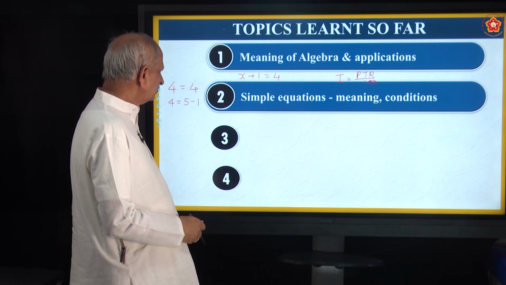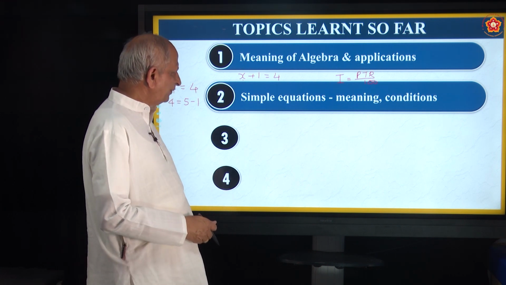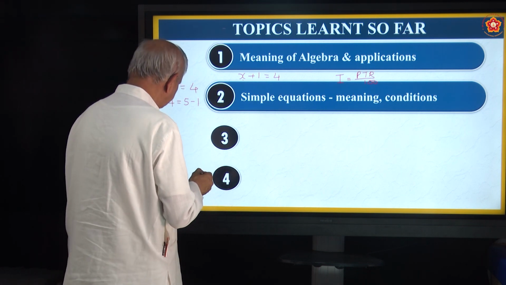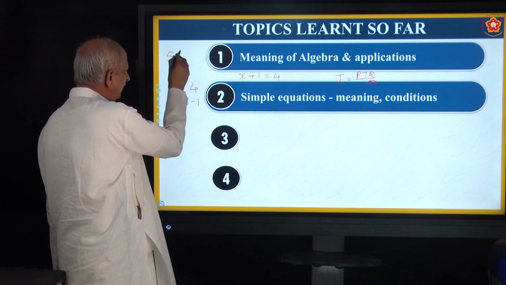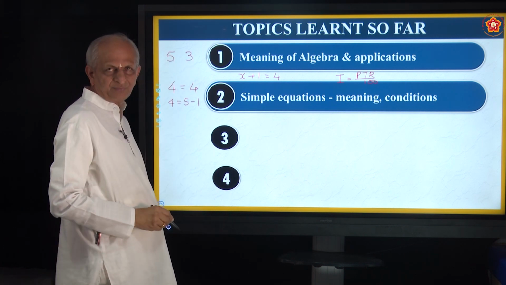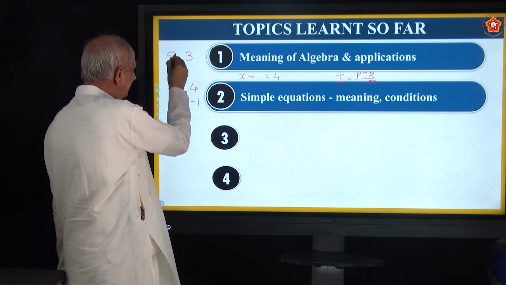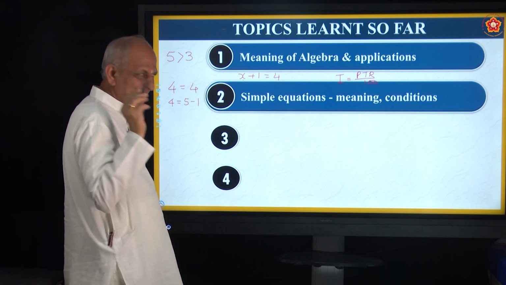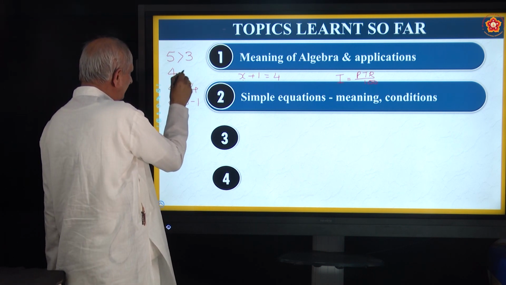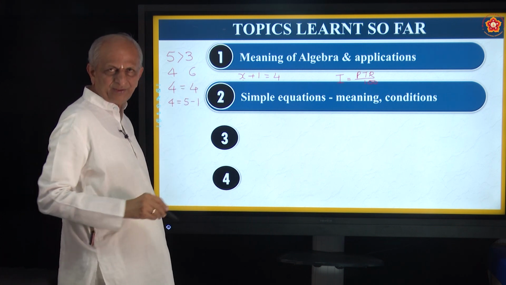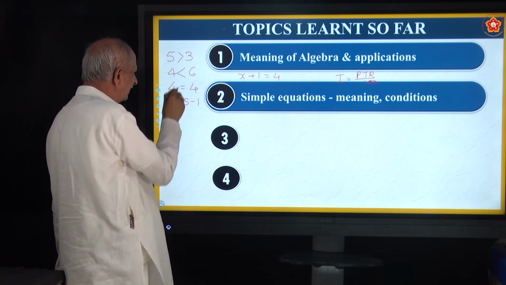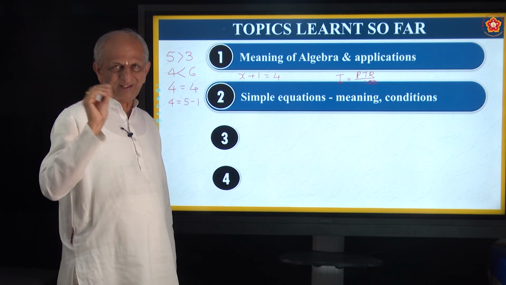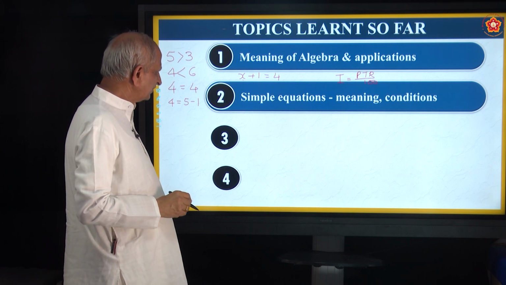Suppose if the two terms are not equal, then what do you call it? Suppose you want to compare 5 and 3, what sign do you use? We say greater than. It is not an equation, it is an inequality. Suppose you want to compare 4 and 6, what symbol do you use? Less than. So, when greater than, less than, etc. comes, then it is not called an equation.